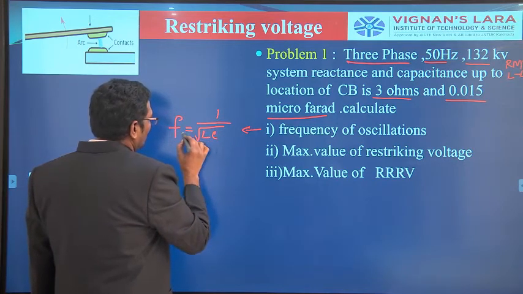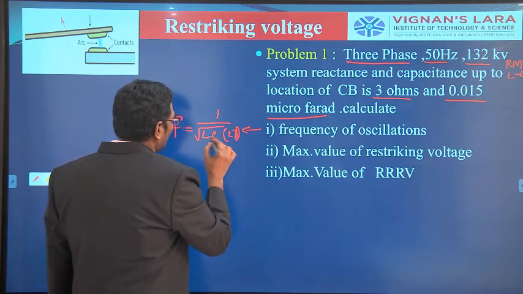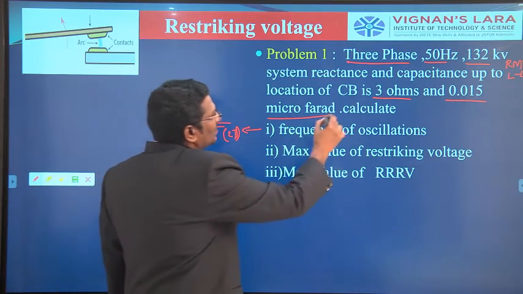Of course, here 2 pi is there. This is separated: 2 pi into square root LC. These are the formulas. So now from the given data, try to calculate the L value.